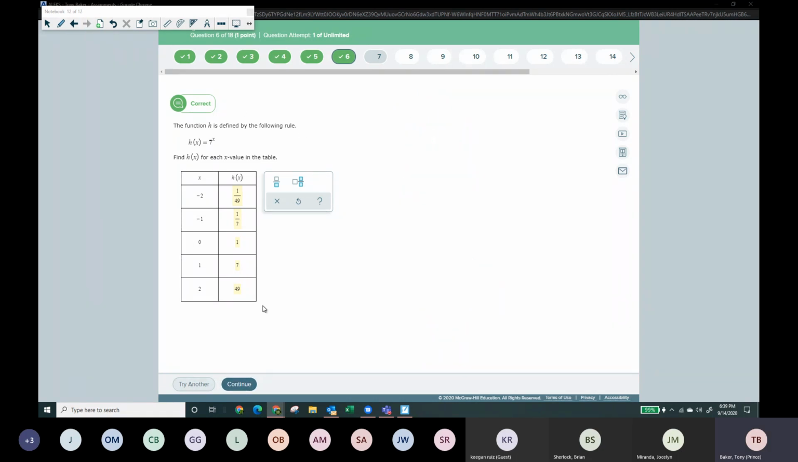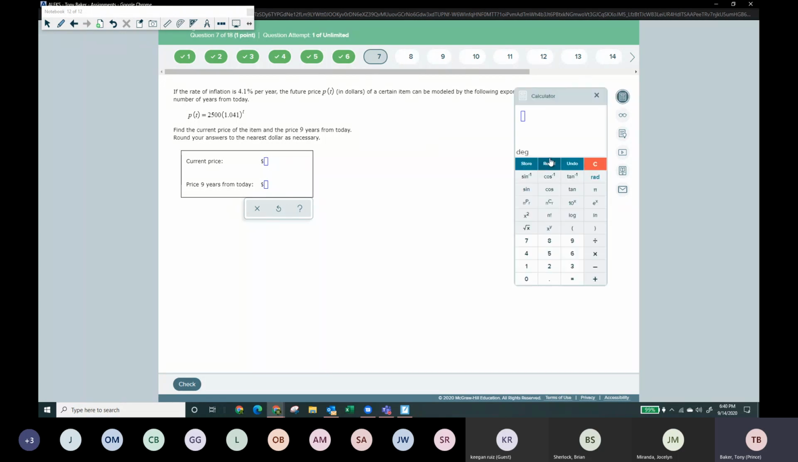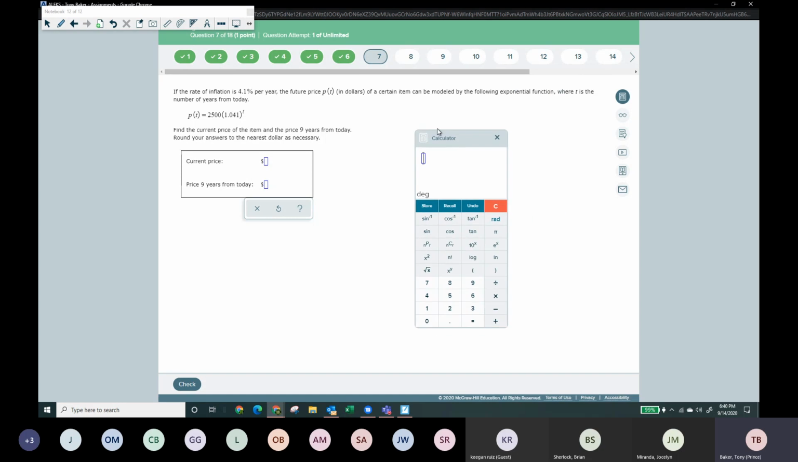All right, I'm not going to do another one of those because I think everybody kind of got that concept, and we're going to use it in a few problems in a minute anyway. This is one of those that looks really, really complicated. It's really simple. All you're doing is plugging the values into it. So current price is where it's 0. I would just use the calculator. You actually can type the entire problem right into the calculator.